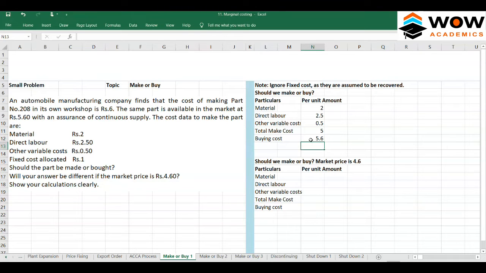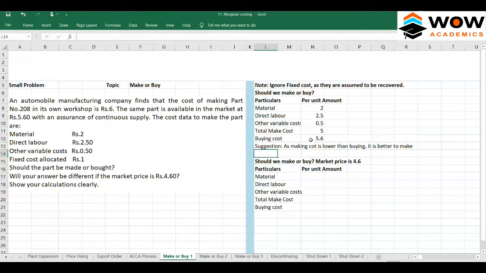5.6. Now the suggestion would be, as making cost is lower than buying, it is better to buy. Sorry, it is better to make. So that's about the first one.